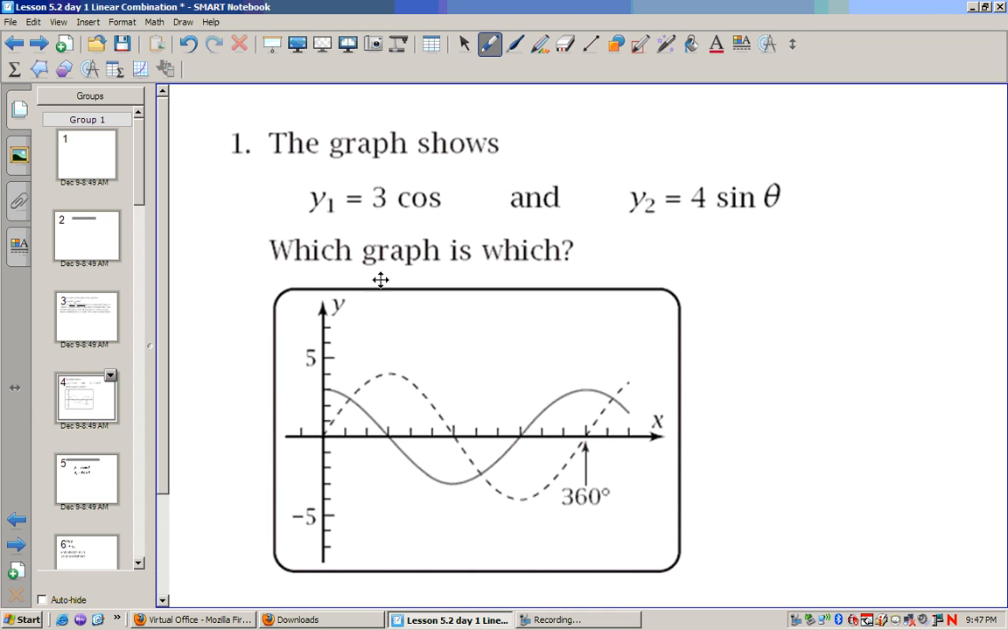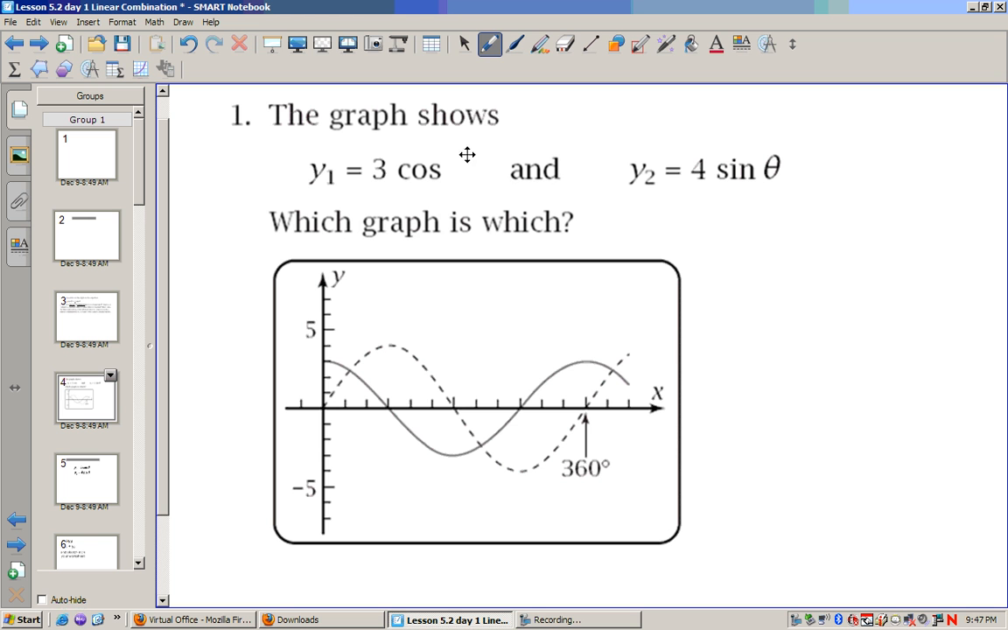So if we look at these two graphs, let's see which one is which. This should actually be cosine, 3 cosine theta. 3 cosine theta is going to start at the top of its cycle, and it's going to go up and down 3 from this end. 4 sine of theta starts in the middle, goes up, down, and back.